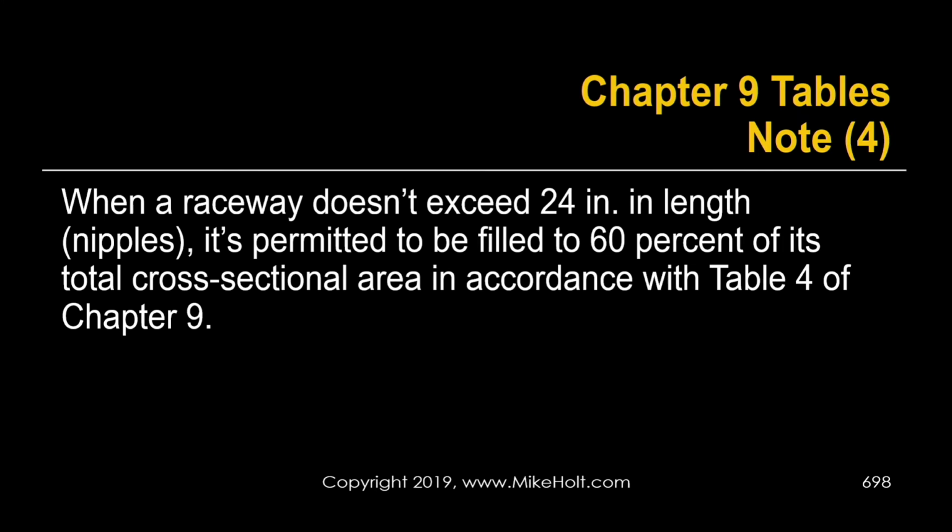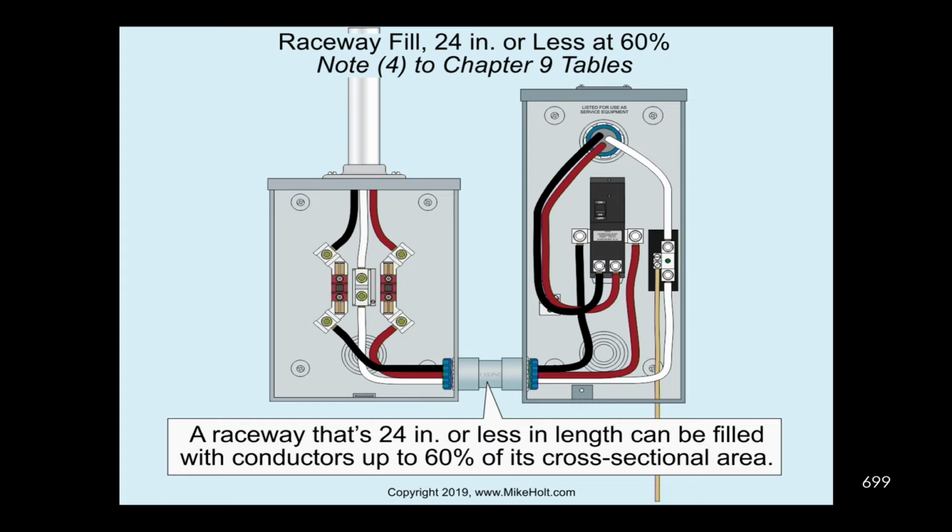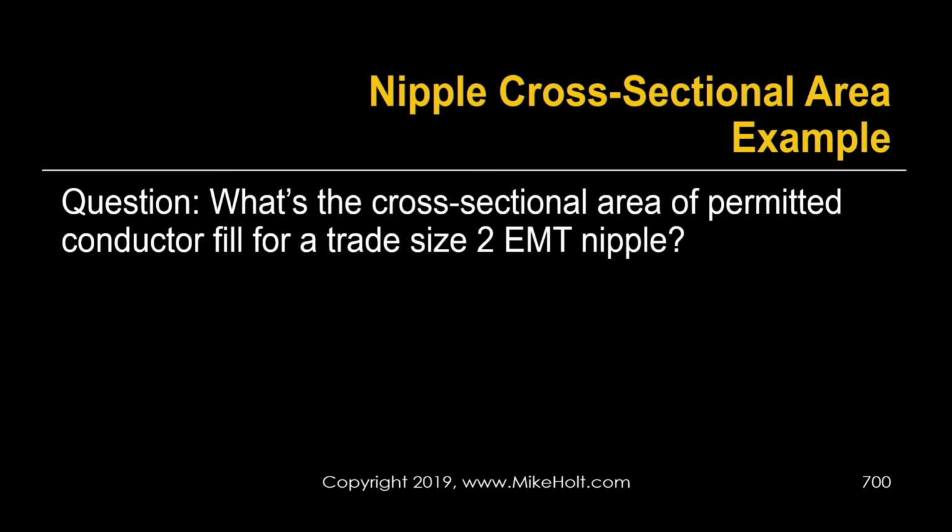If that Raceway doesn't exceed 24 inches in length, now we can use that 60% column, okay? So if they say, hey, it's only 24 inches in length or it's 12 inches in length, we call that a nipple, right? Then we can use that 60% column in there. So let's do one using that, all right? What is the cross-sectional area permitted of conductor fill for a trade size 2 EMT nipple? So now we're going into the 60% column, and we're going to find EMT. We go down to trade size 2, and it says what?